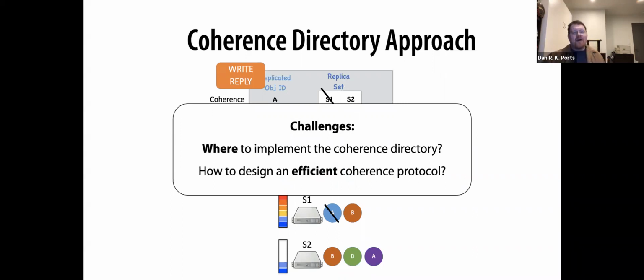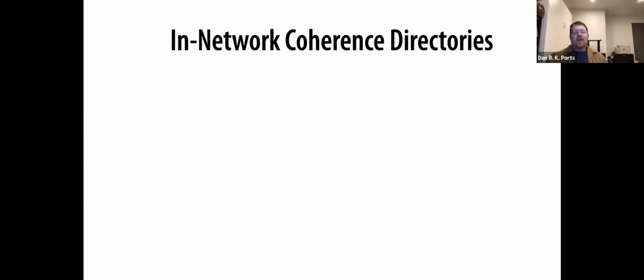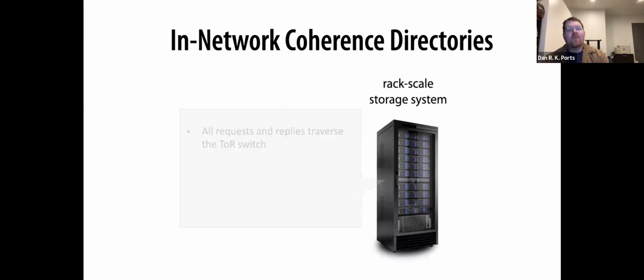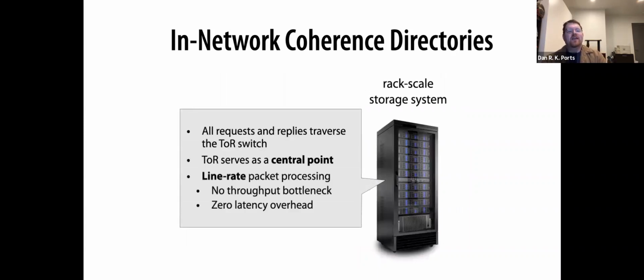So given what I've been talking about today, you probably know where this is going. What we want to do is place the coherence directory into the network. In particular, if we think about a rack scale storage system that has a programmable switch in it, the programmable top of rack switch is great for our purposes because it has a central vantage point on the network. All the requests going into and the replies coming out of the system are going through the switch. And as we've seen, these programmable devices are capable of processing the full line rate traffic of the rack.